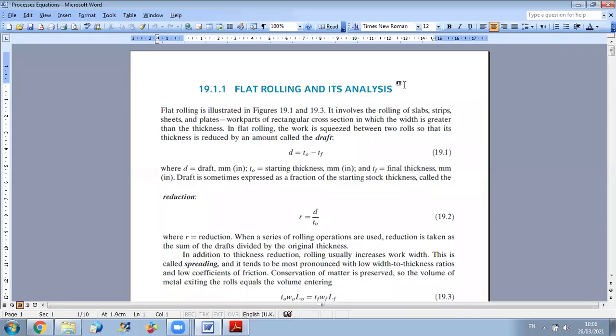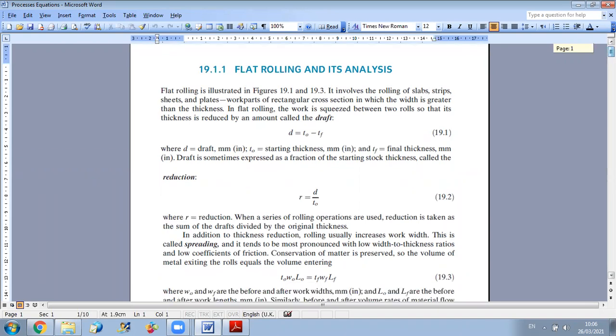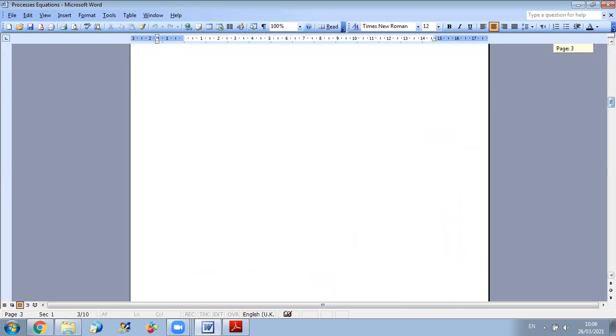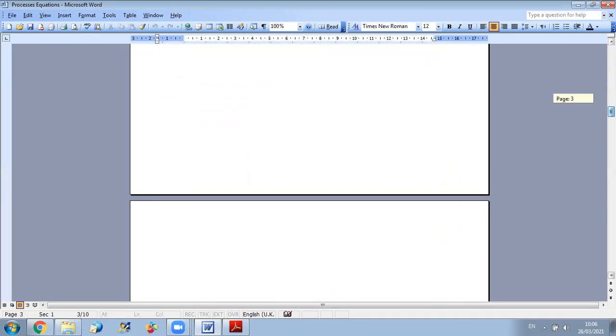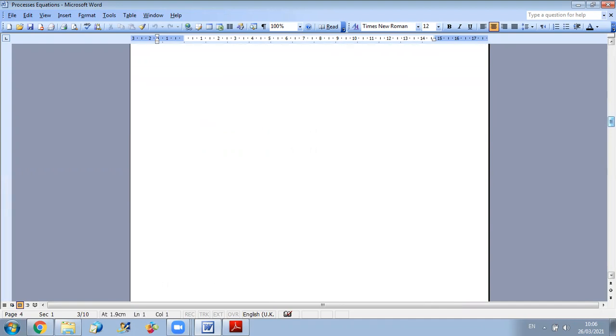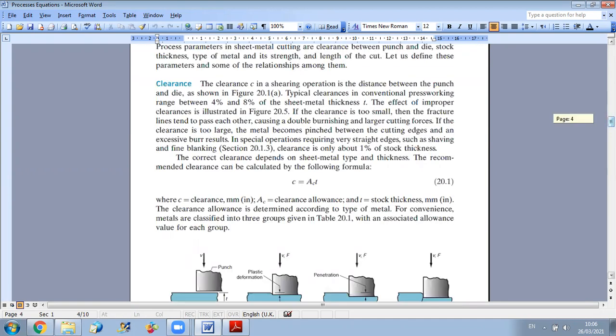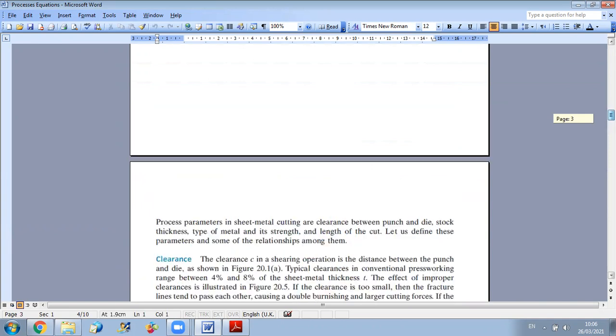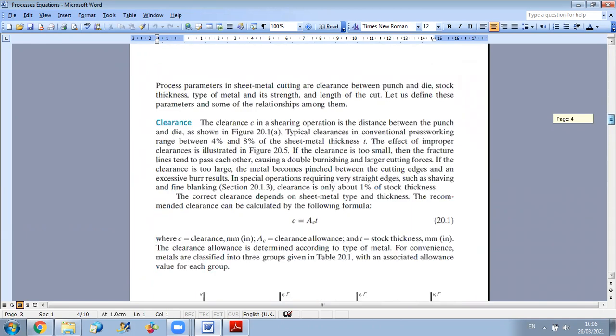Okay. So we will start to do problems on chapter 16. Just before, I will introduce the main formulas for each type of operation we will use. So first, we will start with cutting operations.